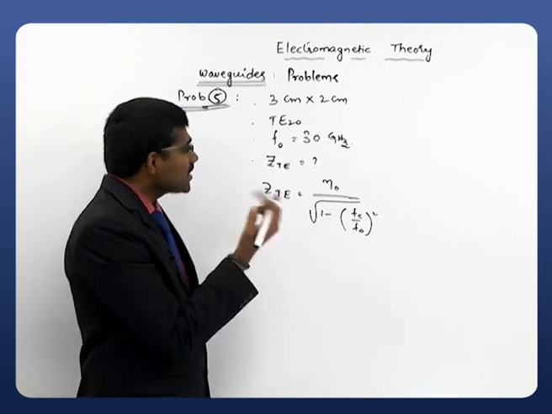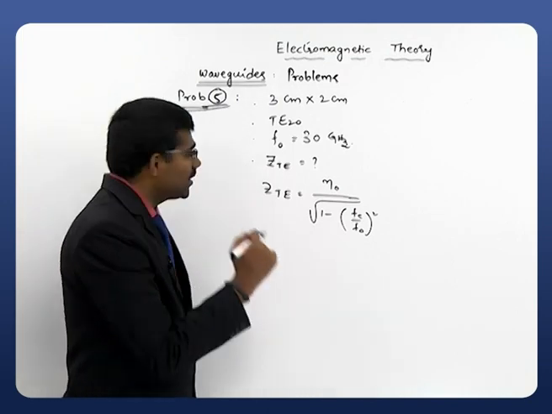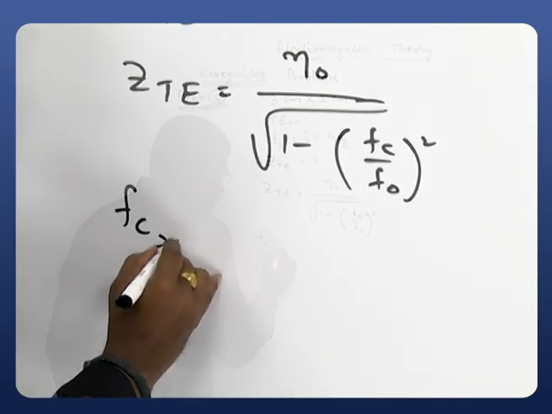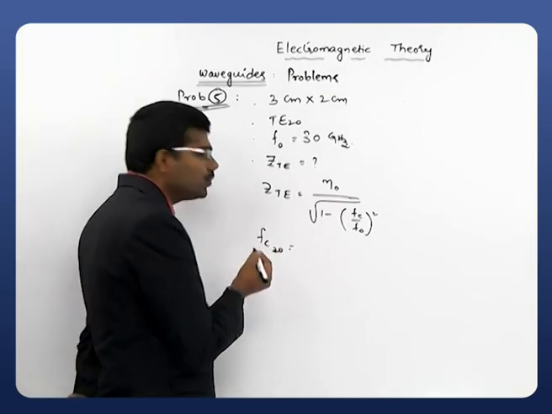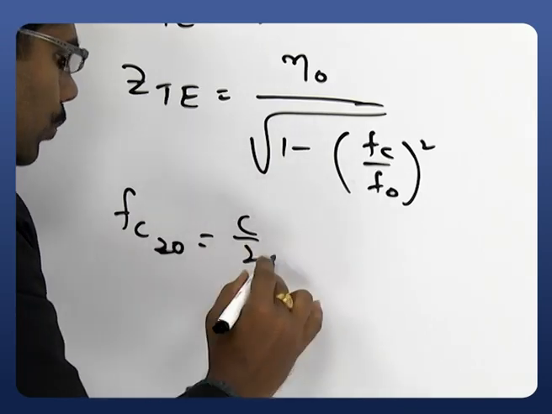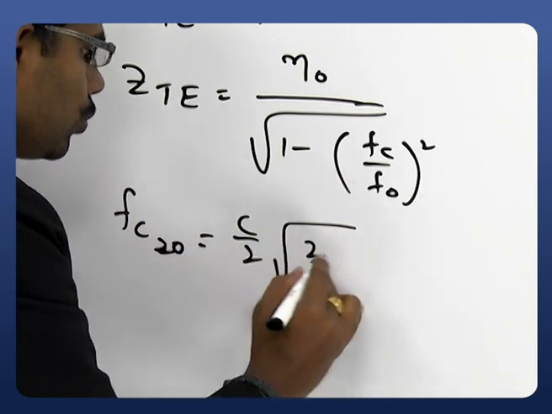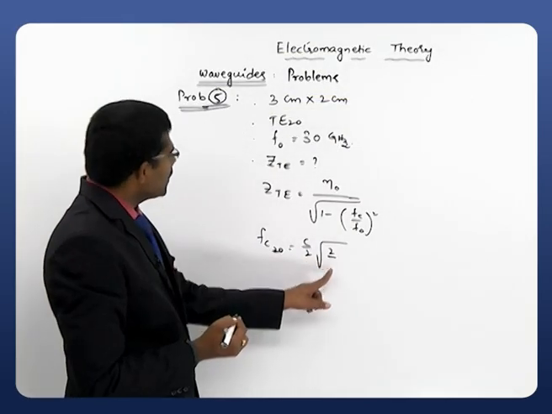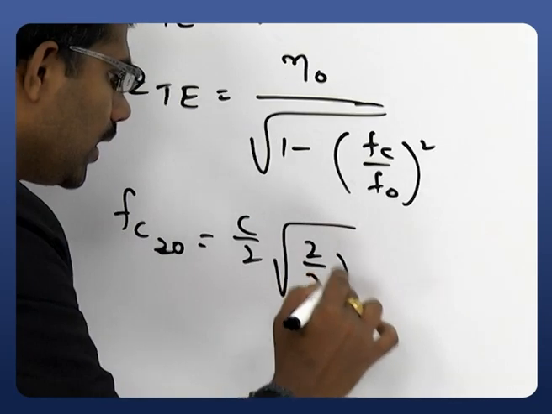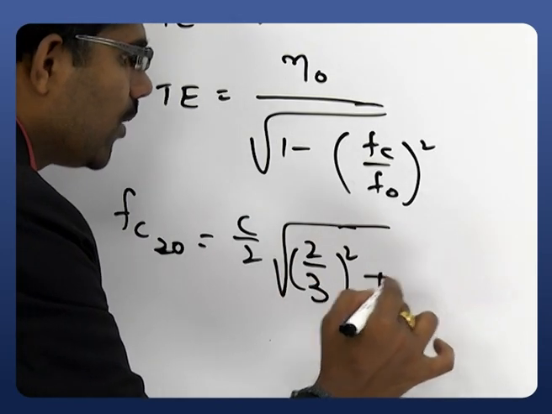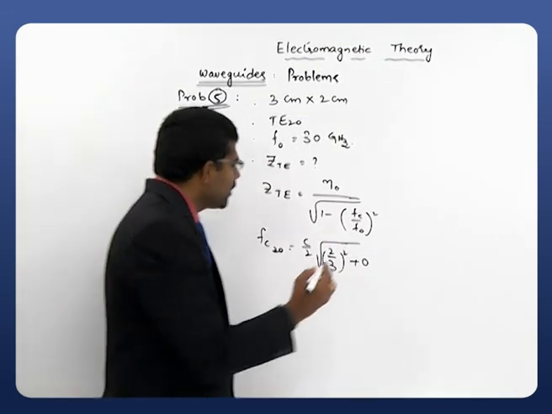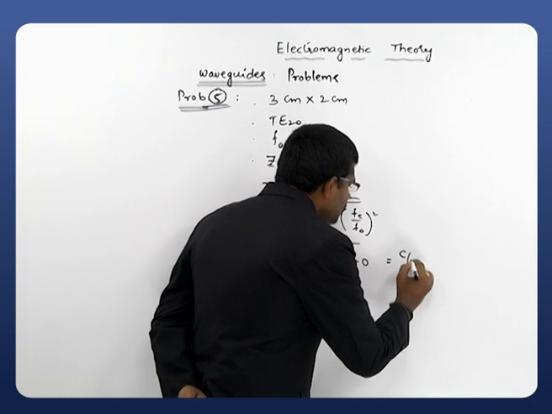So what is the cutoff frequency? We are supposed to calculate the cutoff frequency again. So Fc for which mode? TE20 mode. So m is equal to 2, n is equal to 0. Substitute it. c by 2 square root of m is equal to 2, 2 divided by, what is the broader dimension? a is 3. (2 by 3) whole square plus 0, that's what we have. So 2 will be cancelled, and it simply becomes c by 3.